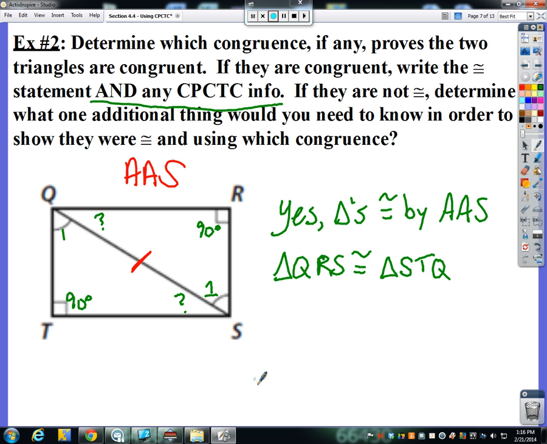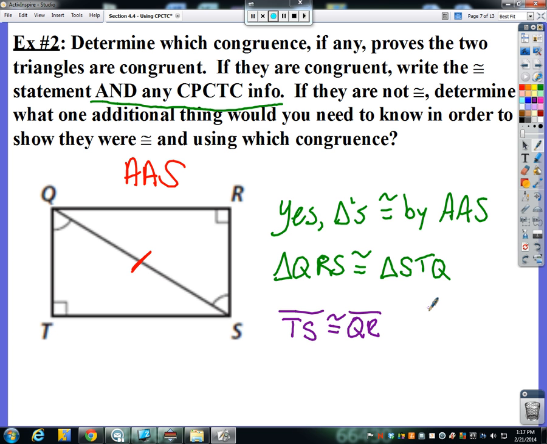And I have to write any CPCTC information. So right now, the stuff that I have marked that helped me get to angle angle side, anything else that's not marked is now CPCTC. So for example, side TS, this piece down here, now must be congruent to side QR. And again, if it's not necessarily obvious which piece matches up with which piece, here's TS or ST, which is the first 2 letters, and it better match up with the first 2 letters of the other triangle, which is QR. So this is CPCTC information.